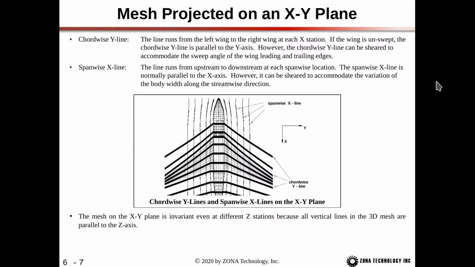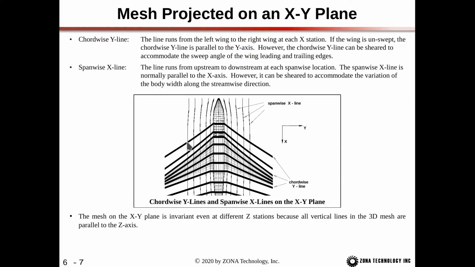So first, for this mesh projected on the XY plane, if we look at the chordwise Y lines, which are highlighted in black here, the line runs from the left wing to the right wing at each X station. Now if the wing is unswept, then the chordwise Y line is parallel to the Y axis. And we can see that right here with the body, where the Y line in this particular region is parallel to the Y axis. However, the chordwise Y line can be sheared to accommodate the sweep angle of the wing leading and trailing edges. So we see that here, where due to the wing sweep angle, this Y line has been sheared.